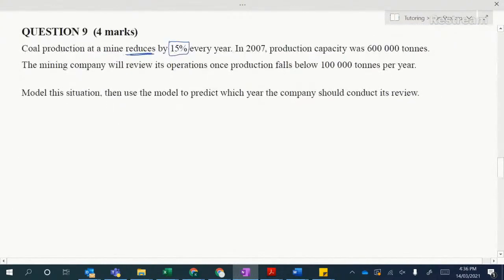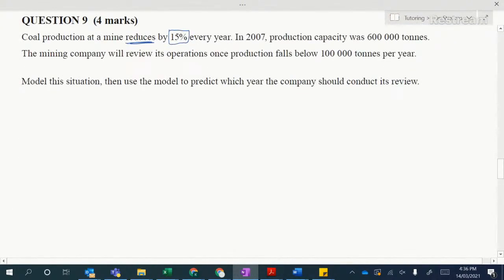Okay? So have a read through that question. I'm going to give you a couple of minutes to have a go. So get your formula sheet out, get your calculator out, see if you can do this question. And then I'll drop back in with the solutions in a couple of minutes.